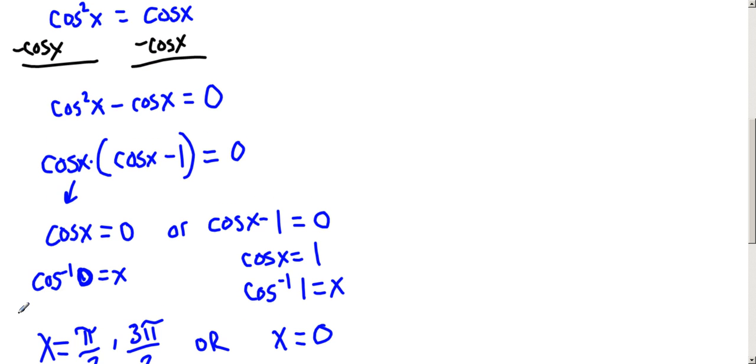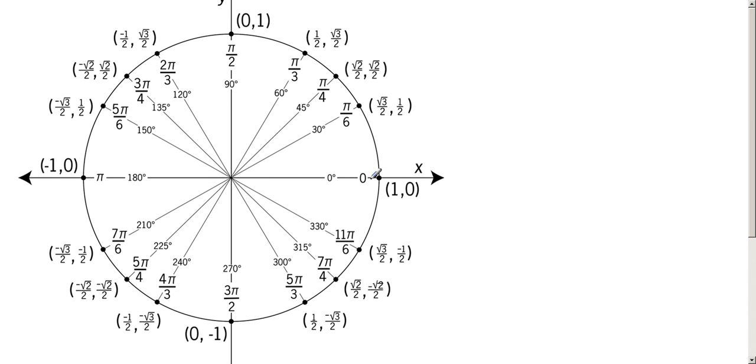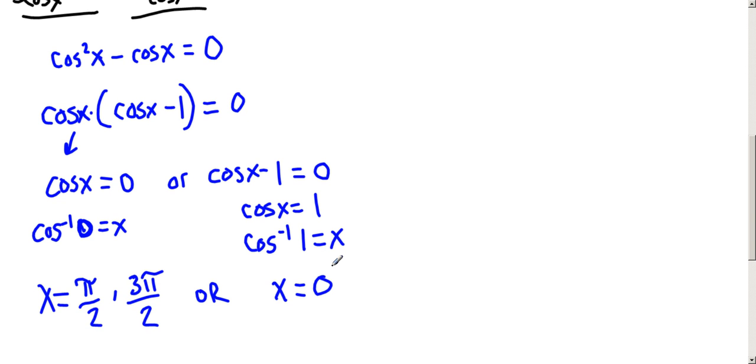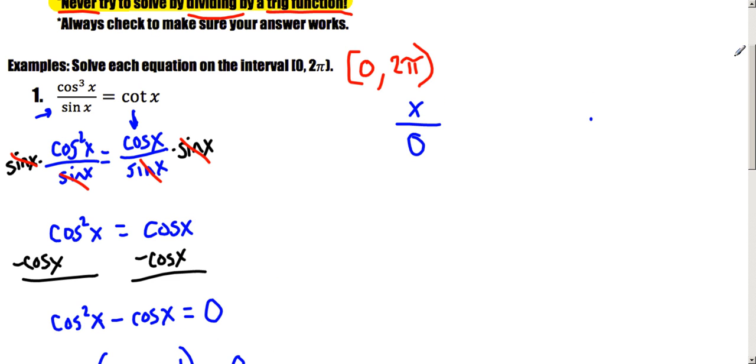And 0 is our other possible solution. The sine of 0 is 0. So that is not okay. 0 turns out to not be a solution because if we plugged in 0 into our original equation, the sine of 0 is 0, and we cannot divide by 0.